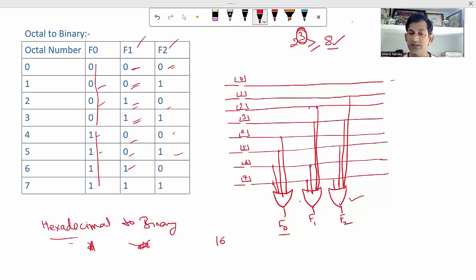So how many input lines are here? 16. So it must be greater than or equal to the number of output lines. So there will be 4 output lines. Okay, so draw that yourself and try to draw that yourself.